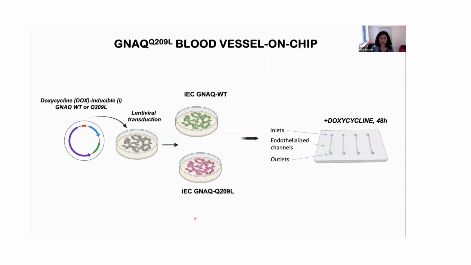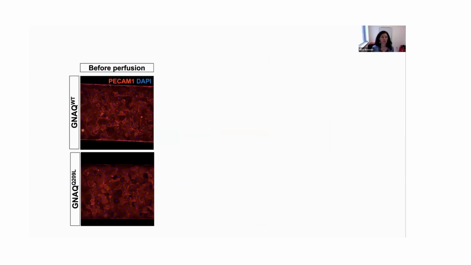And so what we did, we used the cells that I've described before. We seed them in these channels with these inlets. And then only after they've attached and they're doing well, then we add doxycycline for 24 or 48 hours to induce expression of the mutant GNAQ. This is how the cells look before perfusion.